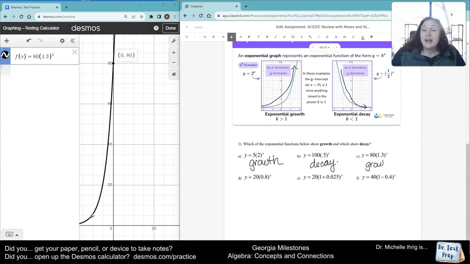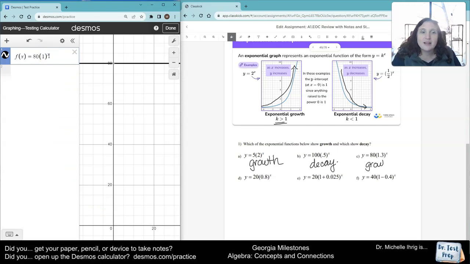All right, so again, anytime that the base value is bigger than 1, it's growth. Anytime it's less than 1, it's decay. And look what happens when it's exactly 1. It's just a straight line. That's it, because 1 times itself, no matter how many times you multiply it by itself, is still 1.